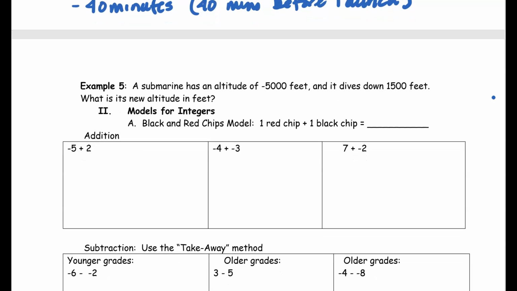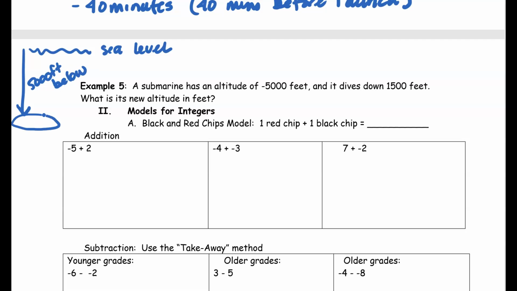All right, last example. A submarine has an altitude of -5,000 feet. So what does that mean? So think of sea level as here, and if the submarine has an altitude of -5,000 feet, it means it's 5,000 feet below sea level. So we'll think of the submarine right here, so that would be -5,000 feet.